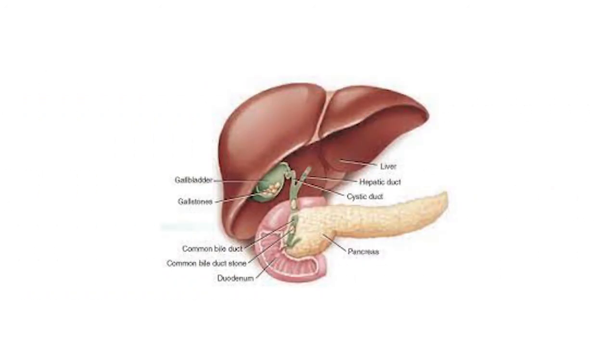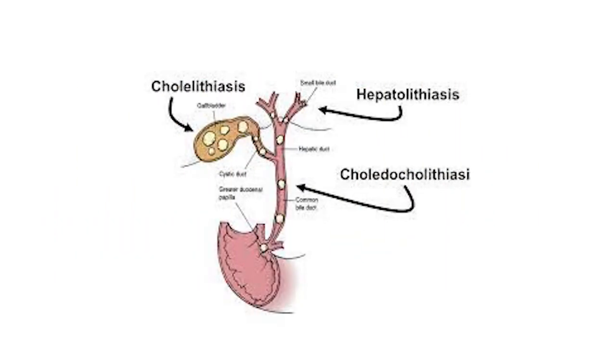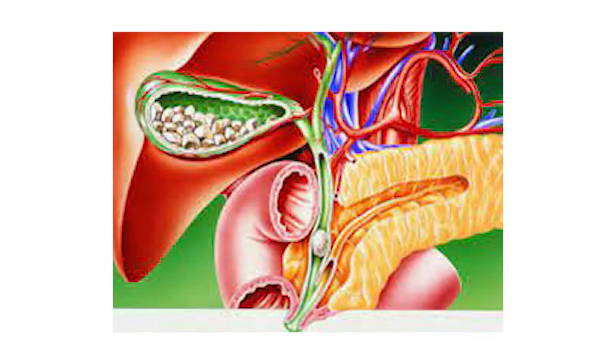Here is the image you can see on your screen. There are gallbladder stones and there is a stone in the CBD, due to which there is obstruction. This image is more clearly shown. There is choledocholithiasis, hepatolithiasis and cholelithiasis. All types of stones are shown in this image. This is a clearer picture showing the stone in the CBD.